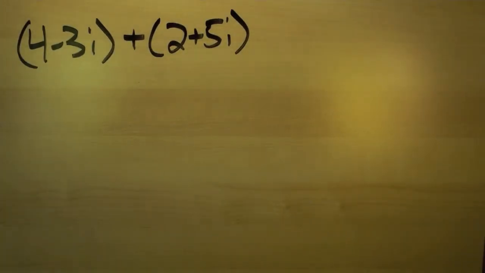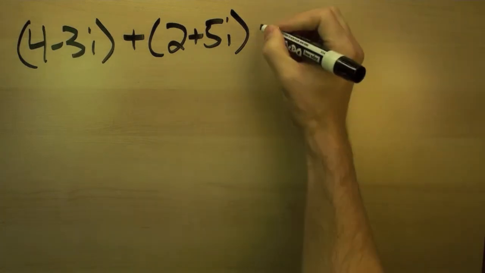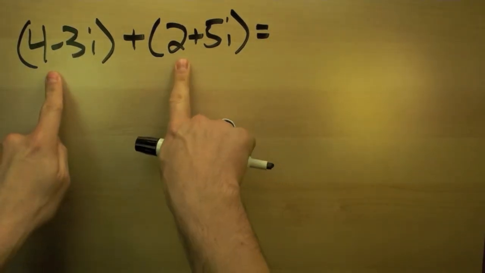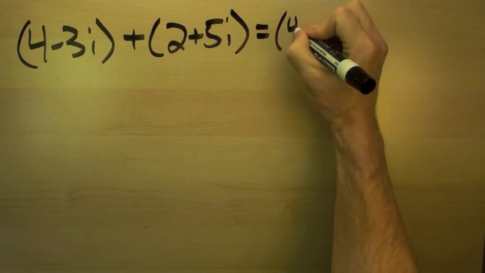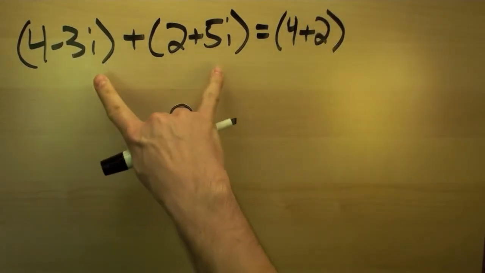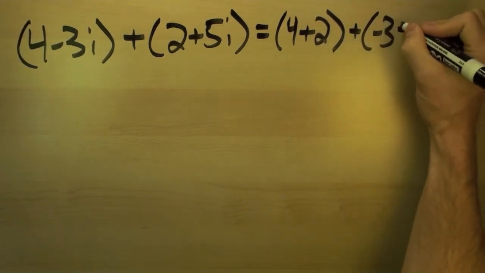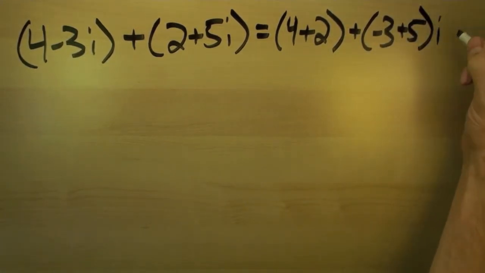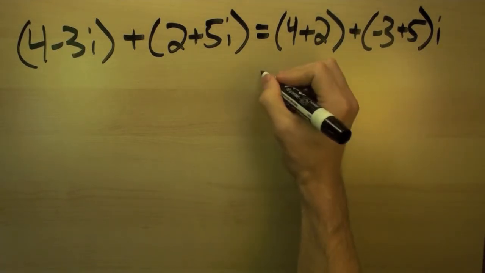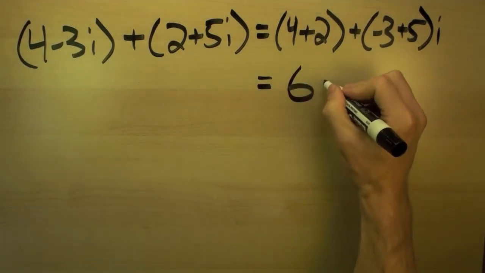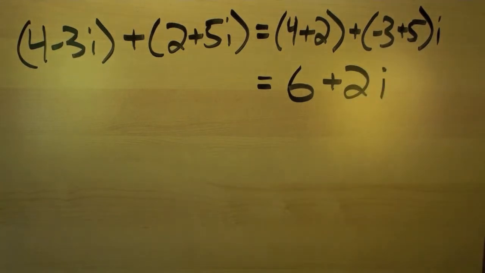Adding and subtracting complex numbers is fairly straightforward. You add the real parts and you add the imaginary parts. Basically, you can think of it as combining like terms, like we used to do for our polynomials. So we're going to combine the real parts of each of these numbers, so 4 plus 2. And then we're going to combine the imaginary parts, so that's -3 plus 5, but we're going to make sure we're applying i to that whole term. So this becomes 6 plus 2i.